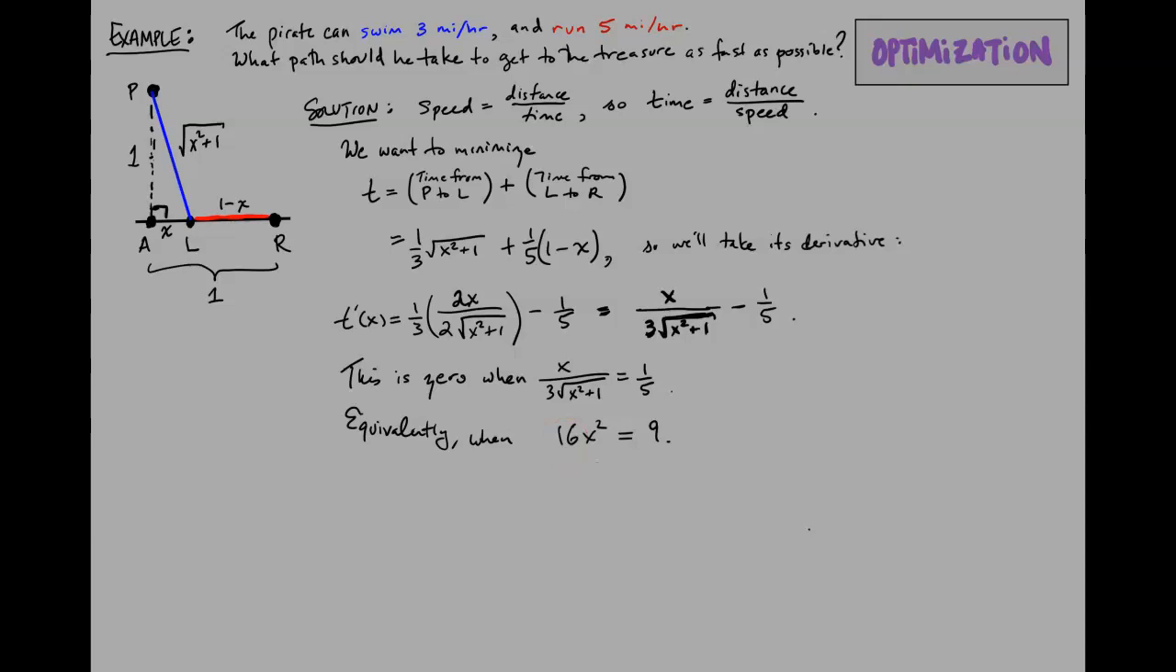Divide both sides by 16 to get x squared is 9/16. And of course, to get x, we need to take square roots of both sides to end up with x is 3/4. Aha! Remember what x signifies. That means that the derivative of this time function is 0 when the point to which we swim is 3/4 of a mile away from A.